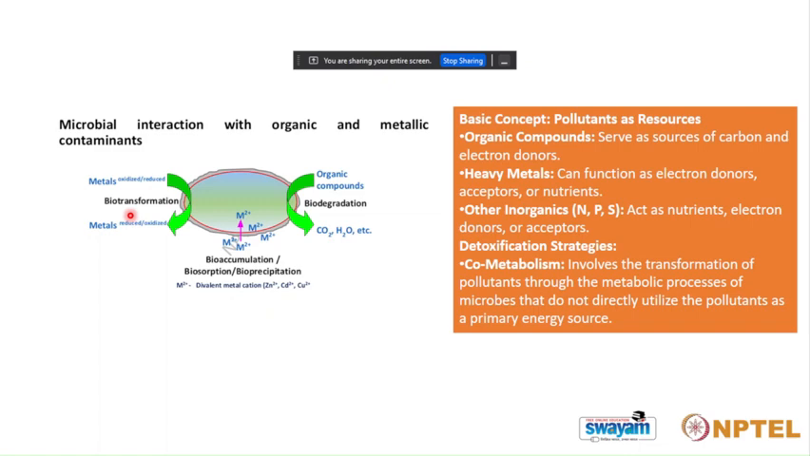So basically pollutants will be either transformed or being used as a source of energy, and in this case co-metabolism happens. Basically, your pollutants won't be the primary source of energy for the microbes, and it serves as an additional energy source. So this is the basis behind microbial remediation.